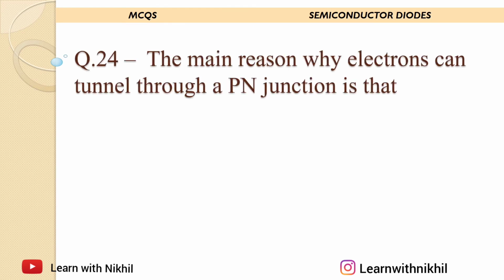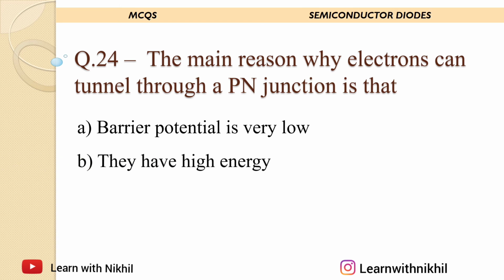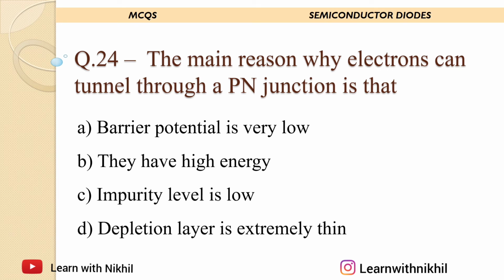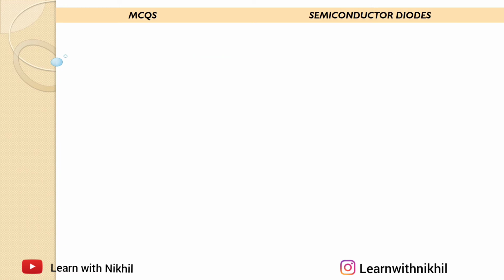24. The main reason why the electrons can tunnel through the PN junction is that A, barrier potential is very low, they have high energy, impurity level is low, or the depletion layer is extremely thin. And the answer is because the depletion region is extremely thin, electrons can tunnel through the PN junction diode.